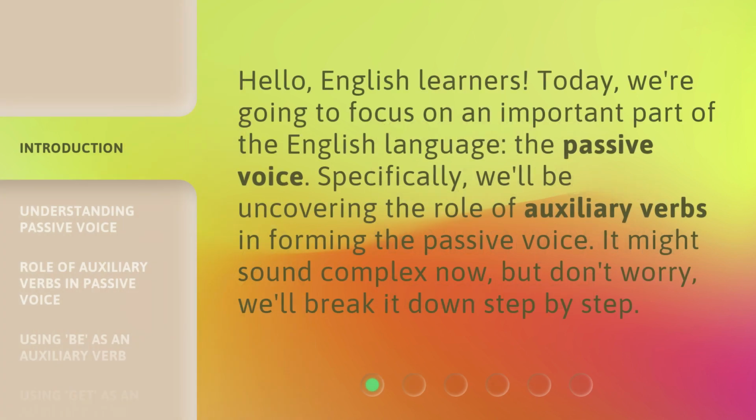Hello, English learners. Today, we're going to focus on an important part of the English language, the passive voice. Specifically, we'll be uncovering the role of auxiliary verbs in forming the passive voice. It might sound complex now, but don't worry, we'll break it down step by step.